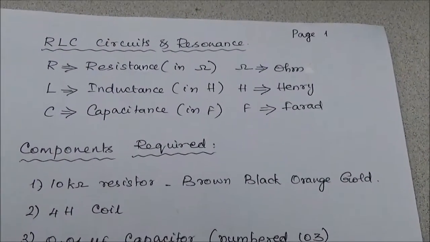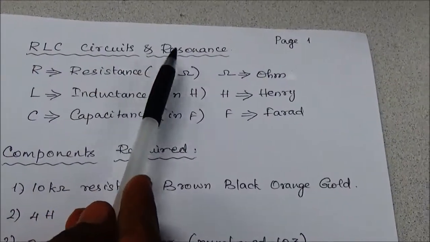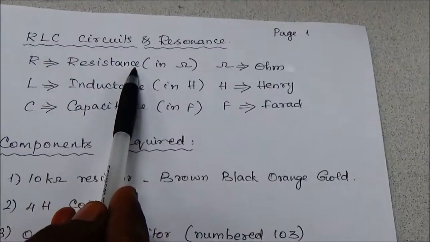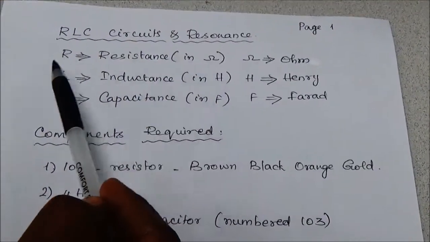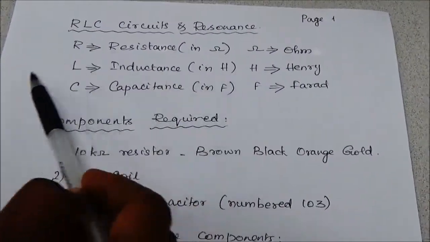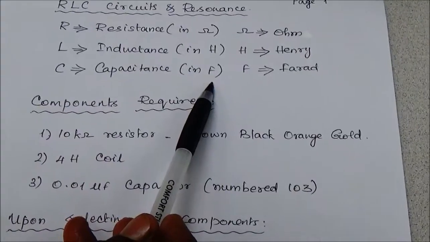Hi everyone. Today we are going to do RLC circuits and study about resonance. R represents resistance measured in ohms. L represents inductance measured in Henry. C represents capacitance measured in farads.